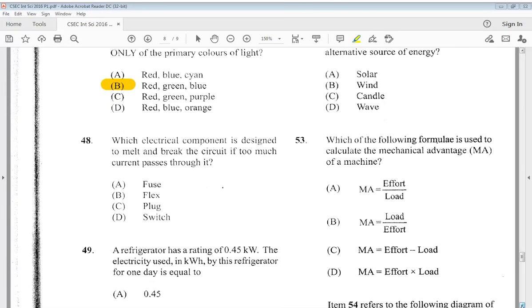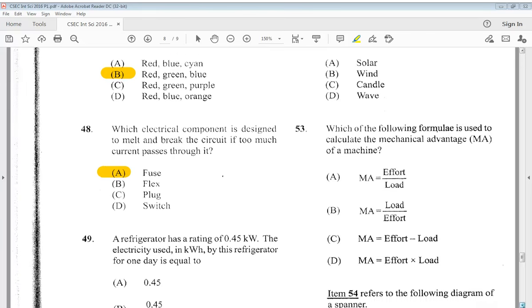48 says, which electrical component is designed to melt and break the circuit if too much current passes through it? A, fuse. B, flex. C, plug. D, switch. So it would be the fuse, A. Let's go to 49.